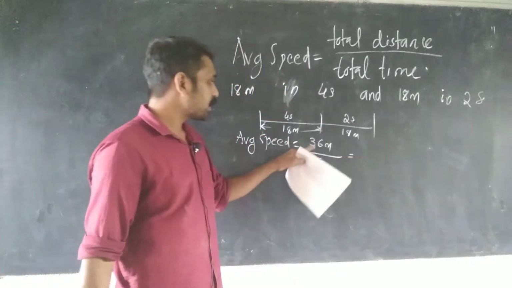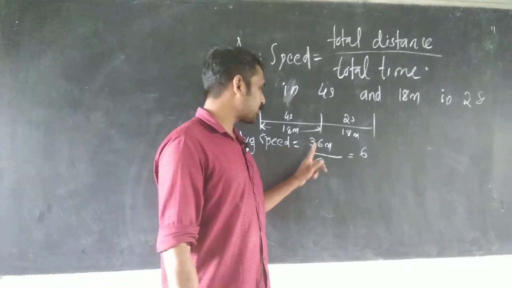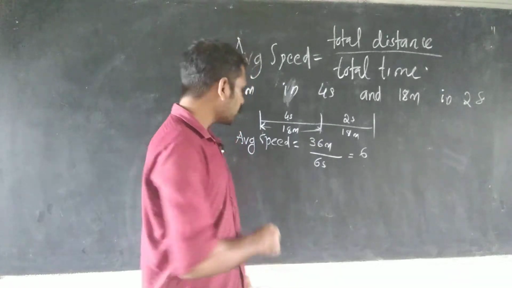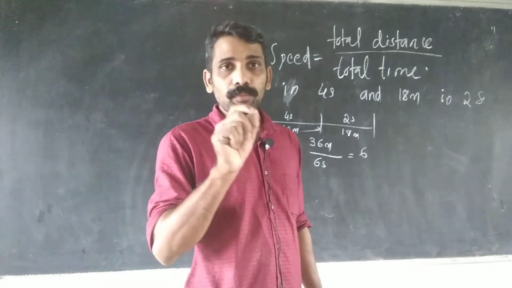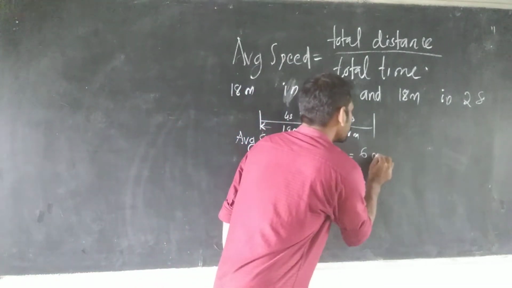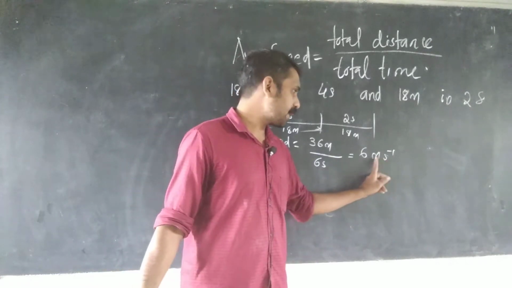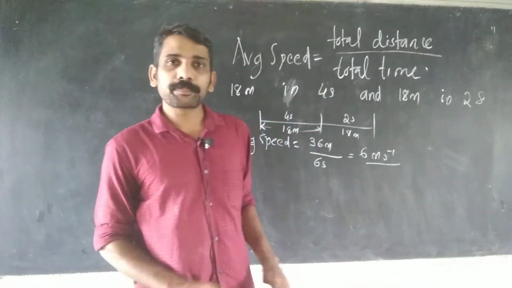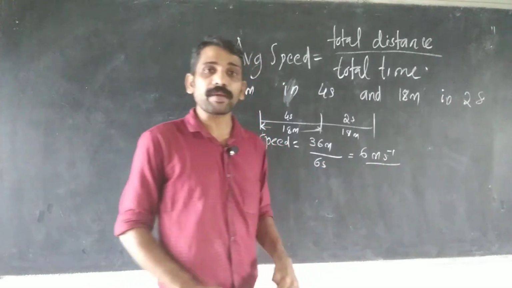So what will we get? 36 by 6. How many sixes will be in 36? 6. And what is the unit of speed? Meter per second, or m s inverse, or m s raised to minus 1. So 6 m s raised to minus 1. This is the average speed of the object.